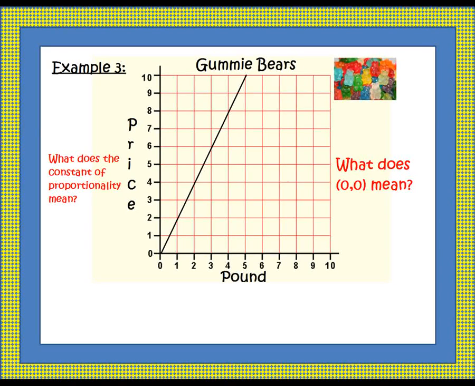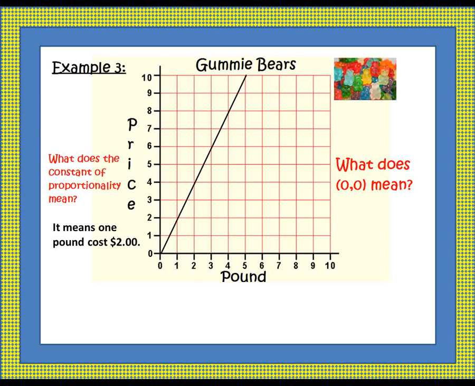How much does it cost for 1 pound? And what does it cost for 1 pound? $2. Beautiful. So it says here it means 1 pound costs $2, or $2 per pound. It's actually a unit rate.